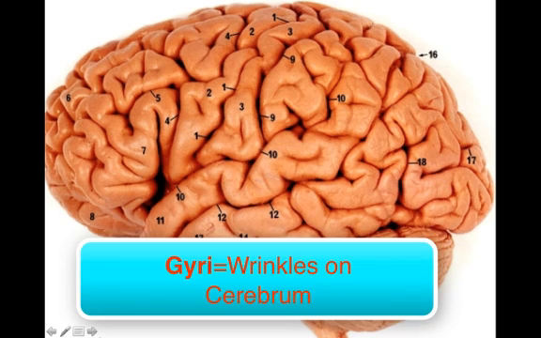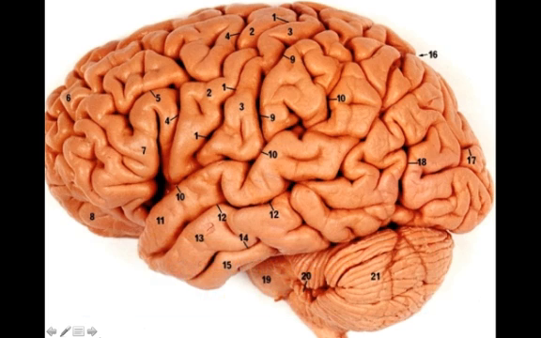The wrinkles, the actual physical wrinkles, are called gyri. A single one would be called a gyrus, and that's a Latin term for an infolding of the brain. And those wrinkles are important because they help increase the surface area of the brain and allow for many more complex connections to occur inside the cerebrum. The deep grooves are called sulci.